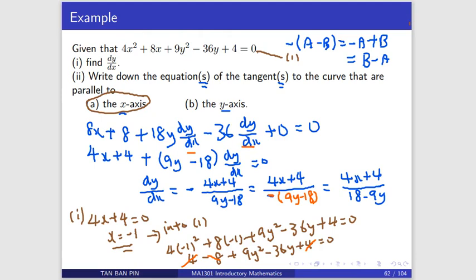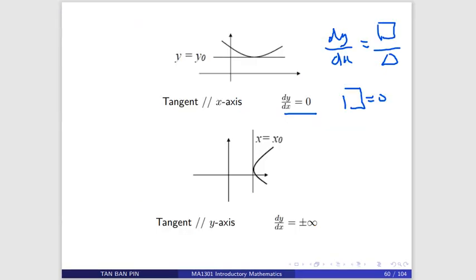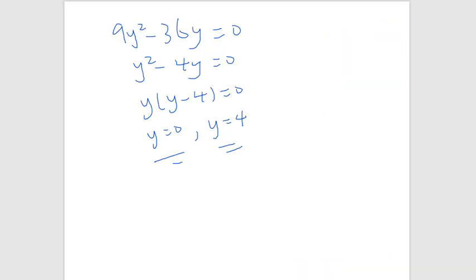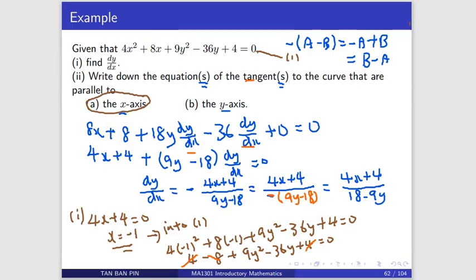In part 1 you are finding the equation of a tangent parallel to the x-axis. And we have seen that the equation of a tangent line parallel to the x-axis is just y equal to y naught, because it's a horizontal line. So we have found the answer to be y equal to 0 and y equal to 4. It means there are two tangent lines parallel to the x-axis, and the equations are y equal to 0 and y equal to 4.